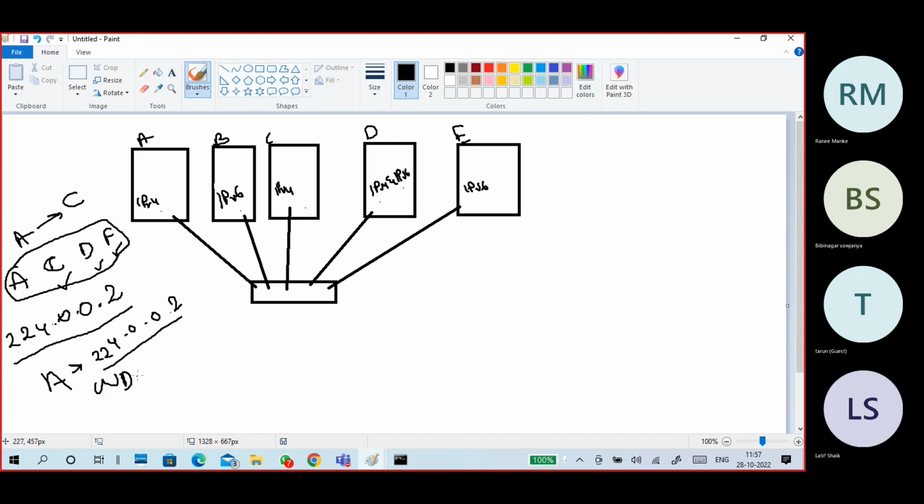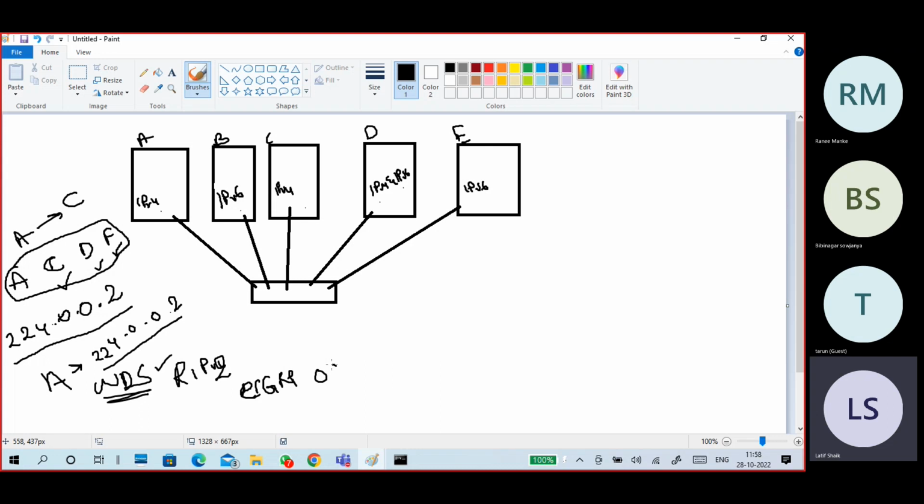Certain things like WDS, Windows Deployment Services, where you install an operating system through the network, we use multicasting. RIP version 2, EIGRP, OSPF, these routing protocols, when they communicate with each other, routers share their routing information. Routers share their routing tables. So how do these routers share their routing tables with other routers? They share with the multicast address.